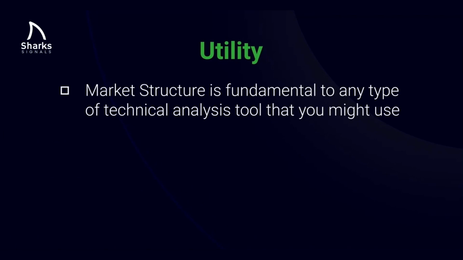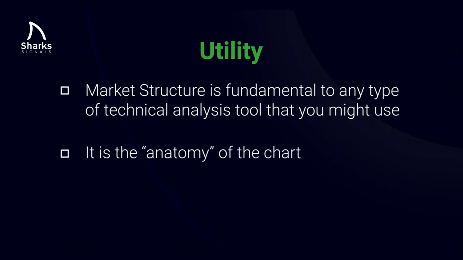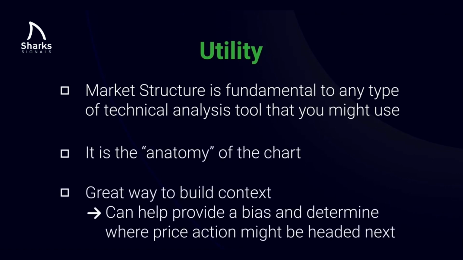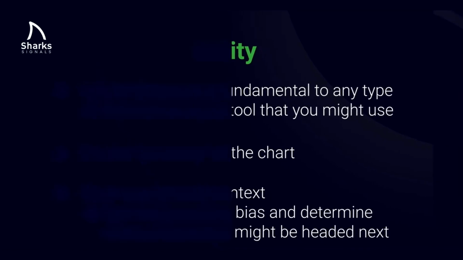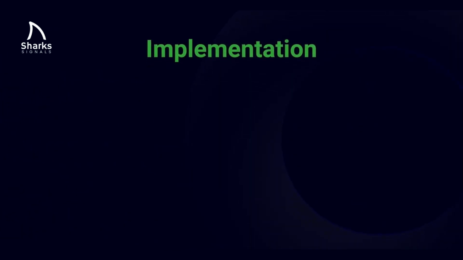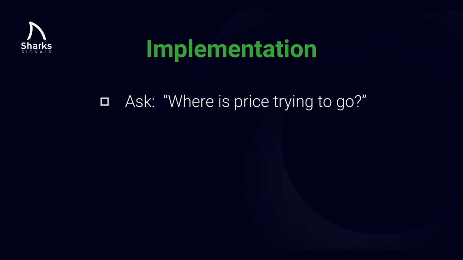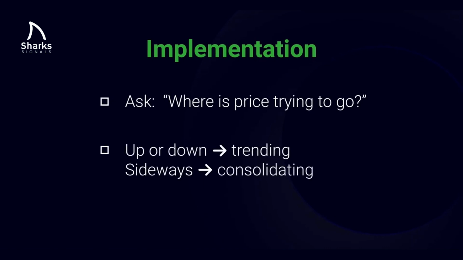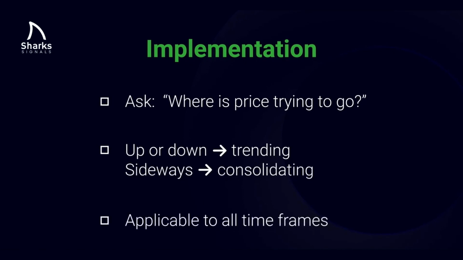Market structure is fundamental to any type of technical analysis tool that you might use. It is, so to speak, the anatomy of the chart. It is a great way to build context, and it can help provide a bias and determine where price action might be headed next. In order to begin identifying market structure, ask yourself the question, where is price trying to go? The answer will be up or down, in other words, trending, or sideways, in other words, consolidating. This is applicable to all timeframes.